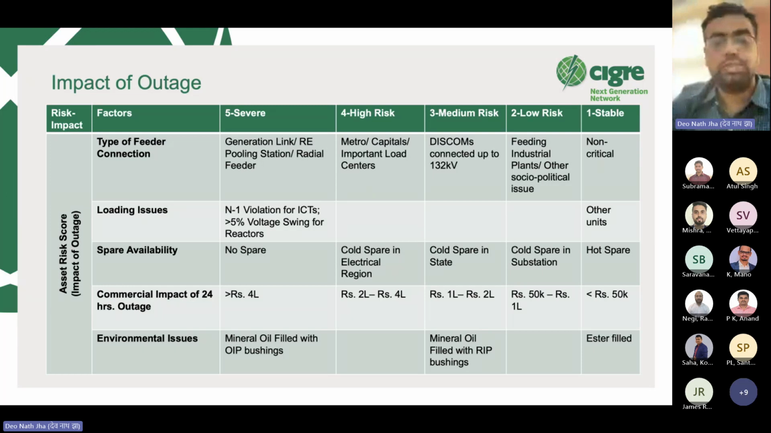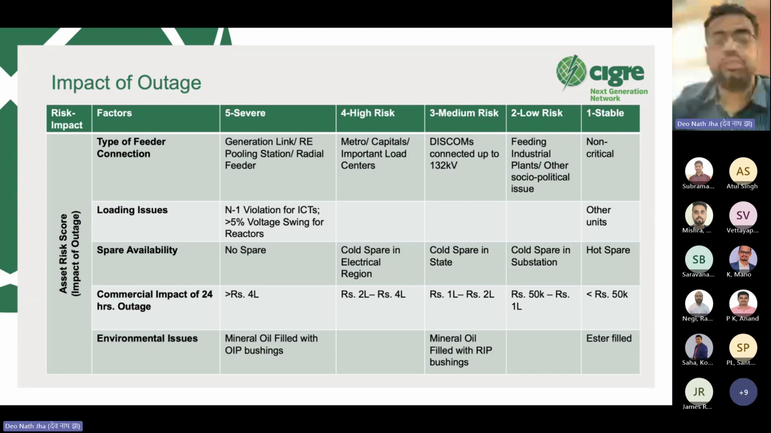In terms of commercial impact, we have seen about 7% of our units having an impact of more than rupees 4 lakhs in case of a complete 1 day outage. So that has been categorized as the most severe. And in terms of environmental issues, a mineral oil filled unit with OIP bushings has been categorized as the most severe, because any failure of these equipments, any dielectric failure, can cause consequential damages in the switchyard.